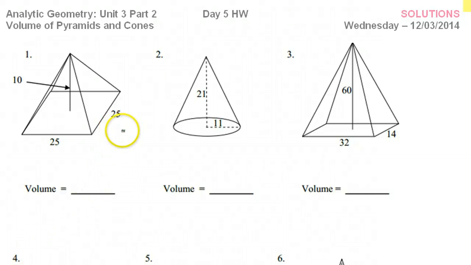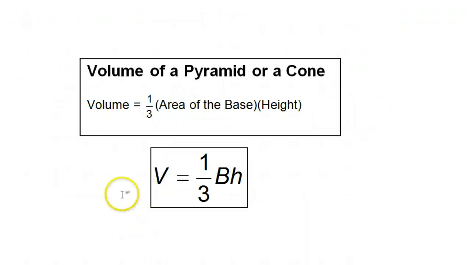In this lesson, we will learn how to find the volume of pyramids and cones. This is a pyramid, this is a cone. Alright, this is the key. This is the formula for the volume of a pyramid or a cone. It's the same formula for both shapes.